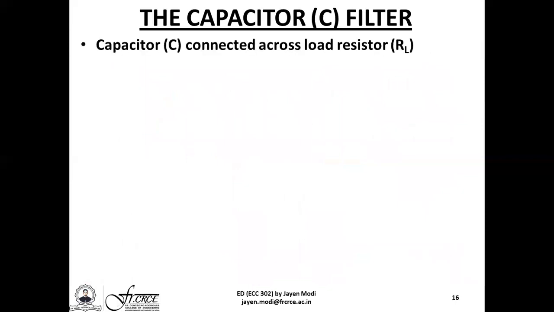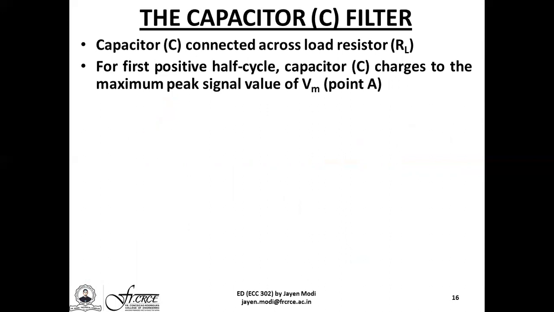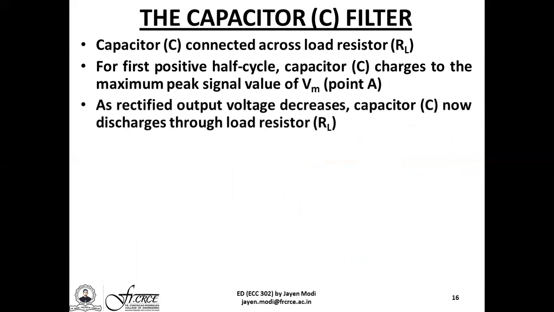So if we just take a look at the operation, the capacitor C is connected in parallel or in shunt across the load RL. For the first positive half cycle, the capacitor C charges to the maximum peak signal value Vm at point A. As the rectified output voltage decreases, capacitor C will now discharge to the load RL.